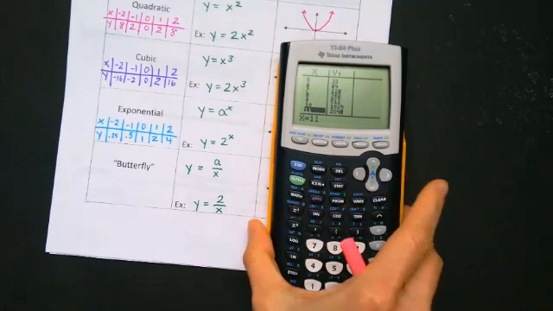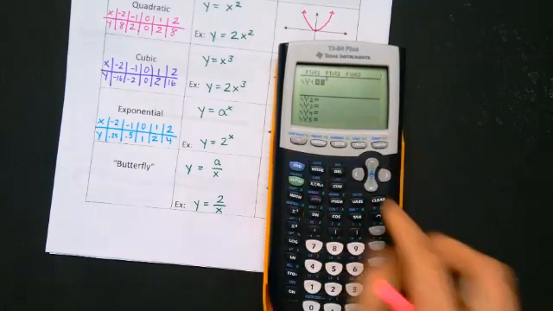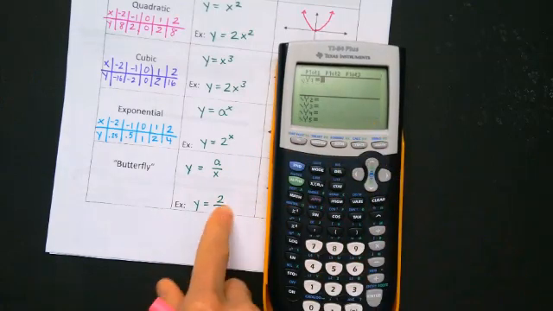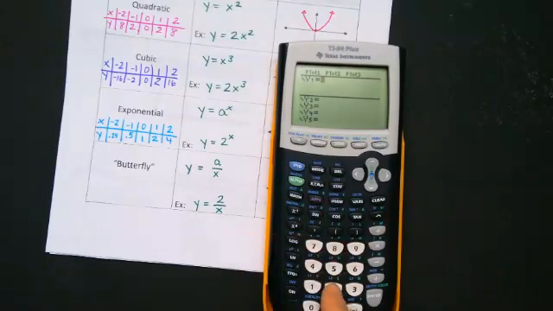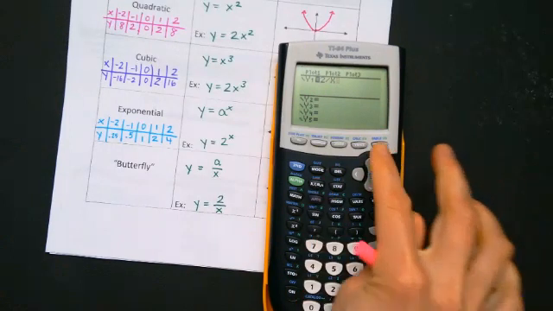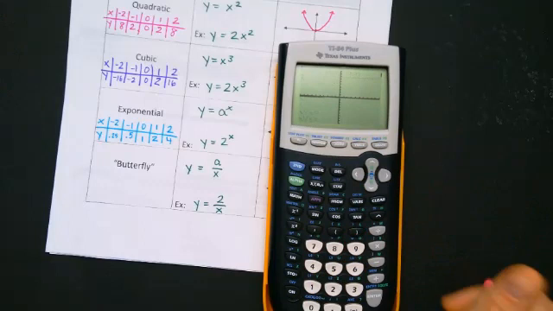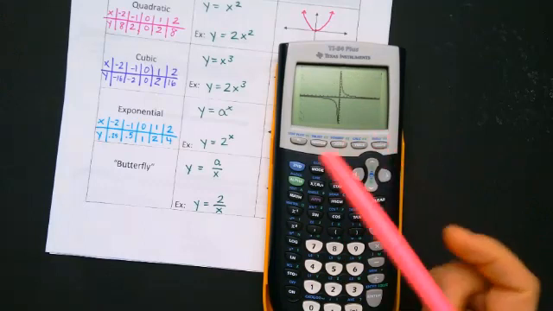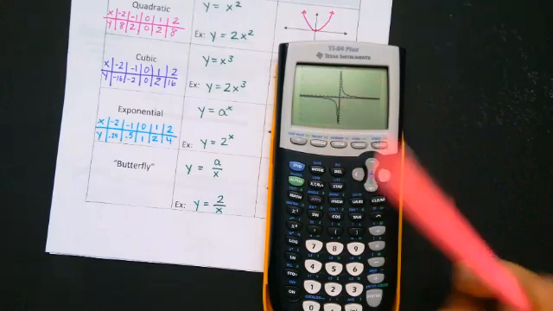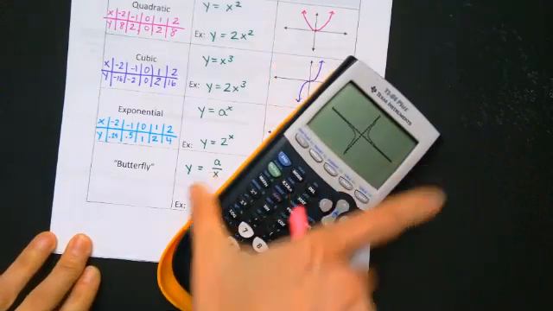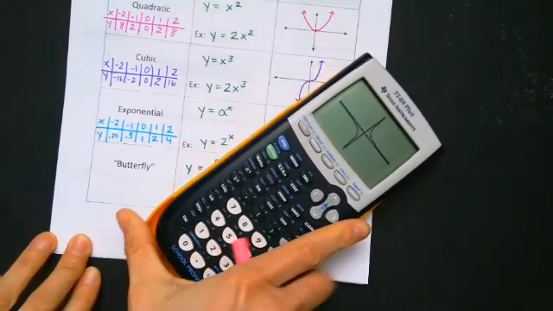So let's go back to your y equals, clear out what you've got. Now, to do a fraction in here, there is not a fraction button. You would simply press 2 divided by x when you put that in. Go ahead and press graph and see what happens now. You are not seeing things. This is why it's called a butterfly graph. I guess if you turn it to the side, it kind of looks like a butterfly.